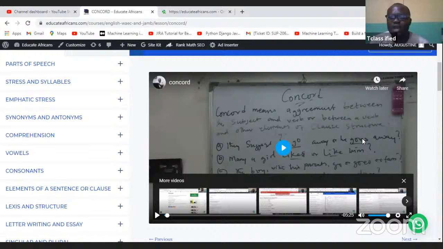So I said, whenever you have ES or S at the back of a verb, that verb should be used for a singular noun or singular subject. But when you have it without ES, it will be used for a plural subject. Here, the subject is singular. He is just one person. So it has to go with a singular verb, which should have ES or S at the back. So you cannot say he go. It has to be he goes.